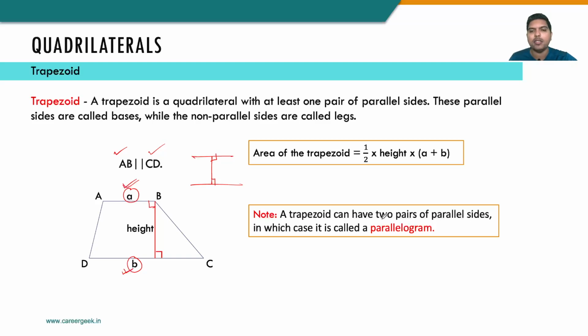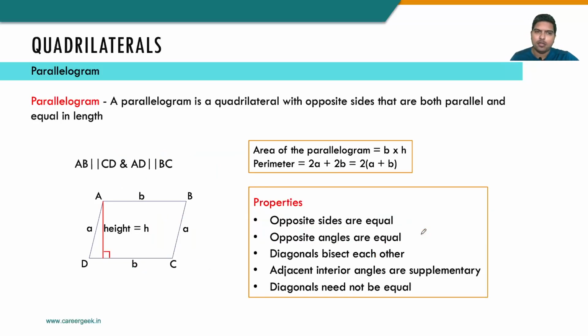So this is what we have discussed. If a trapezoid has two pairs of parallel sides, then it is called a parallelogram. So this is about the trapezoid, not very important from the perspective of the exam. The important one is the parallelogram, where there are two pairs of parallel sides and opposite sides are parallel to each other. You can see AB is parallel to CD and their lengths are equal. AD is parallel to BC, and their lengths are also equal. The distance between parallel lines AB and CD we have taken as height, which is h.